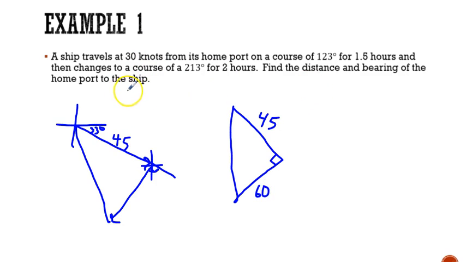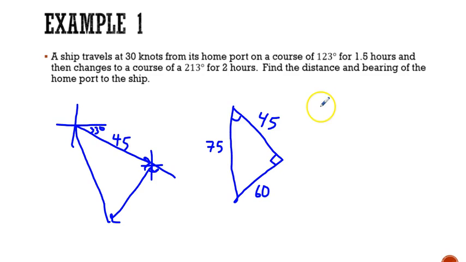And they want us to find the distance and the bearing of the home port to where the ship ended up. Now to find that third missing side, you should be able to use Pythagorean theorem on this. So you can just take 60 squared plus 45 squared, and then take the square root of that answer. So I'm getting a length of 75 knots for the missing side. For the angle, they want us to find the angle in here based on where the ship started and where it ended up pointing.